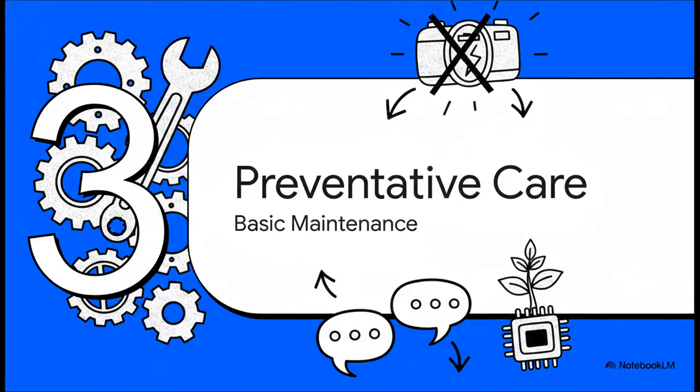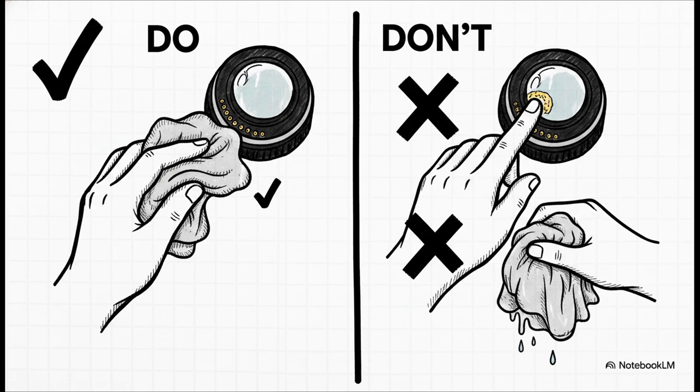All right, Section 3, Basic Preventative Maintenance. To fix that pesky ER01 communication glitch, you've got to clean those electrical contacts. But please, proceed with caution here. Do not, under any circumstances, use a wet cloth. And absolutely never touch those gold contacts with your bare hands. The natural oils and acids from your skin will cause corrosion over time, which will eventually render the camera inoperable. Stick to a clean, dry microfiber cloth and just wipe gently.